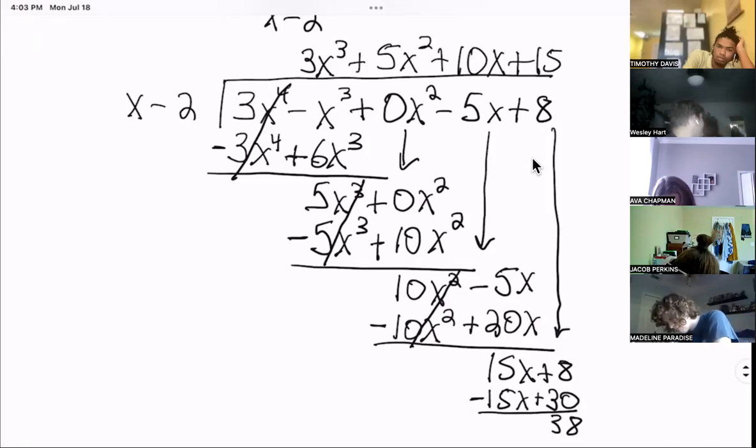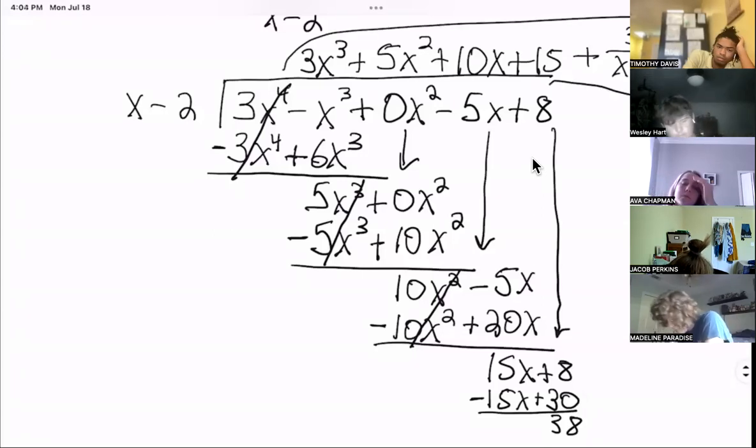So how do I finish the problem? Plus 38 is my remainder over x minus 2. Answer.